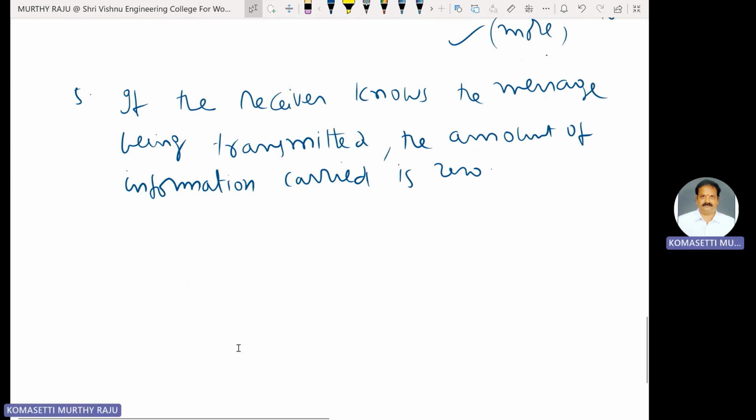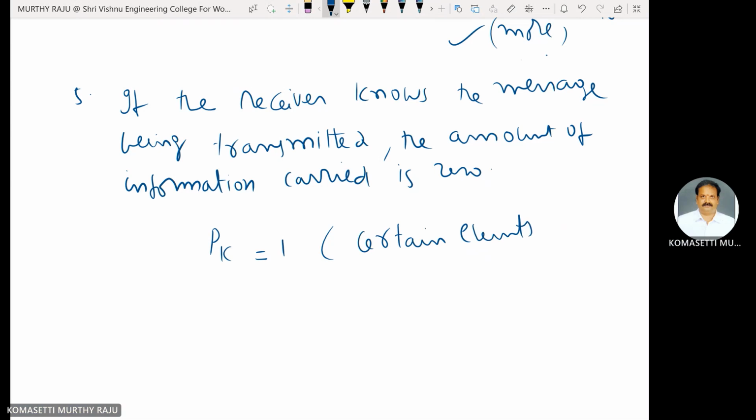Receiver knows the message. This means only one message is transmitted. Hence, probability of occurrence of this message will be 1. Pk is equal to 1. This is because only one message and its occurrence is certain. For certain events, the probability of occurrence is 1.